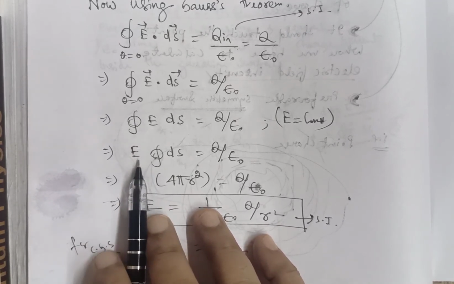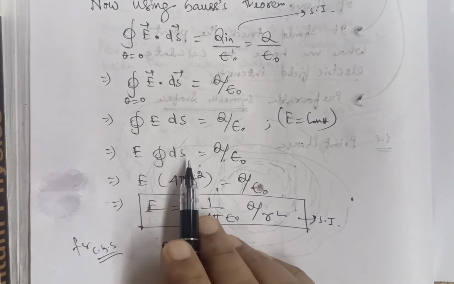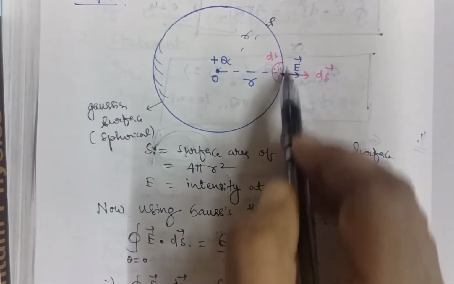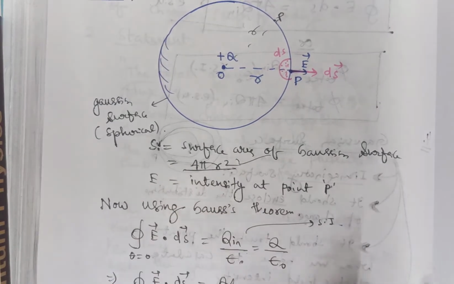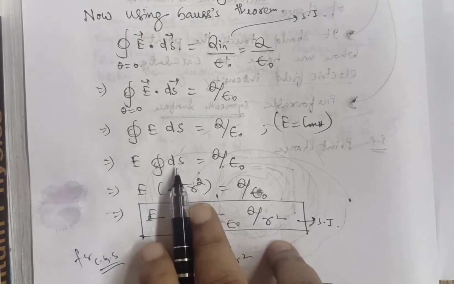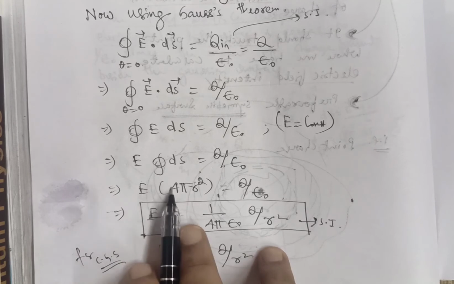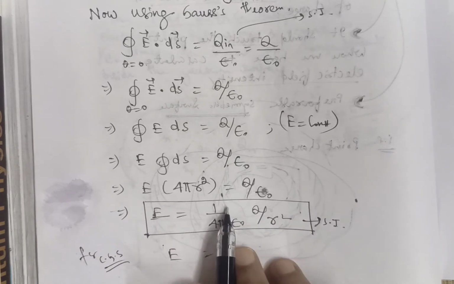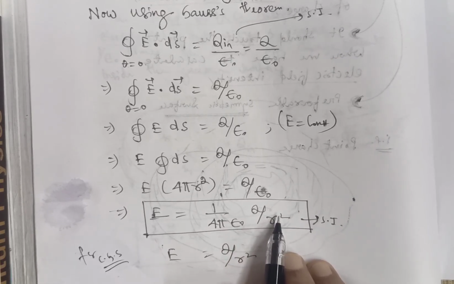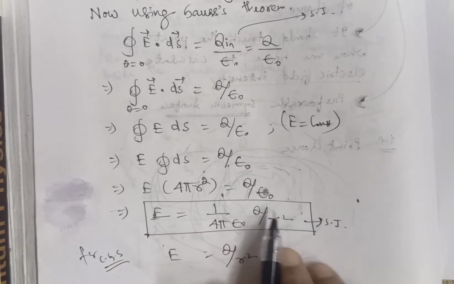That here E is taken outside, no problem. Why E is constant here? Then the integration of ds is S, total S, which means the surface area of the Gaussian sphere. As it is a sphere, the surface area of the Gaussian sphere is 4 pi r square. So closed integration of ds, total area, is 4 pi r square. Then E into 4 pi r square is kept here. E is equal to 1 by 4 pi epsilon 0 q by r square. So intensity is equal to 1 by 4 pi epsilon 0 q by r square.